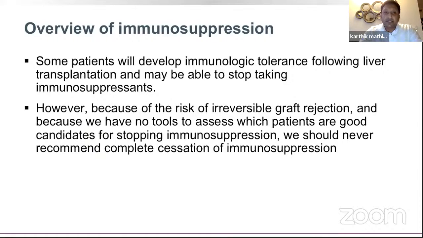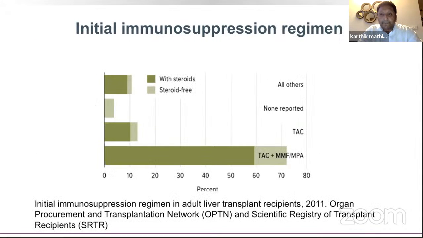Some patients will develop immunological tolerance following liver transplantation and may be able to stop taking immunosuppressants. This is what it is theoretically. However, because of the risk of irreversible graft rejection, and because we have no tools to assess which patients are good candidates for stopping immunosuppression, we should never recommend complete cessation of immunosuppression. We do talk about tolerance, especially in liver transplant, but till now, we're not able to achieve 100% tolerance; even in an average of 10-15% we're not able to achieve it.